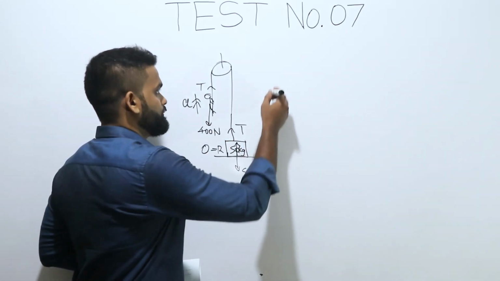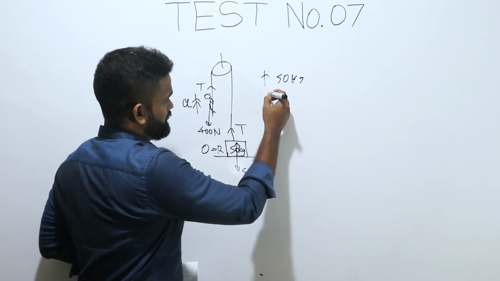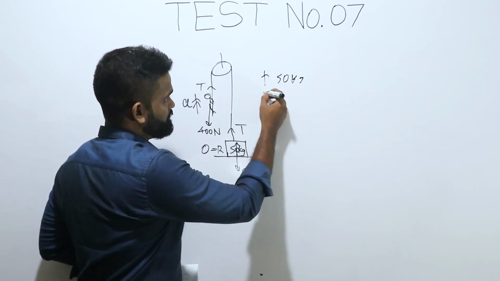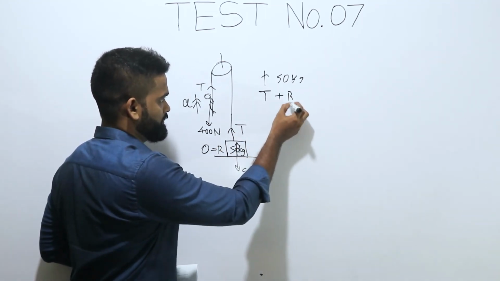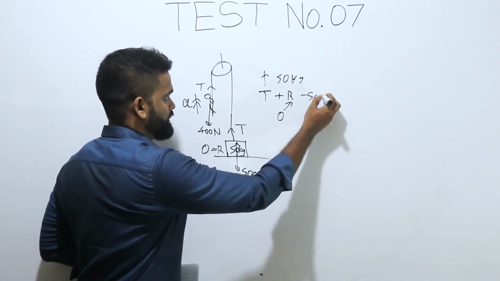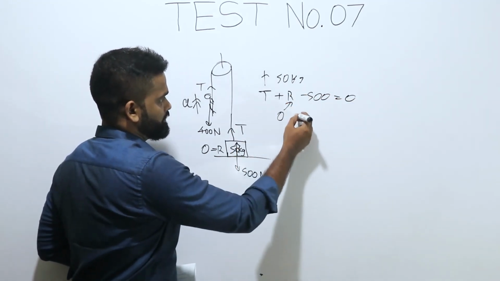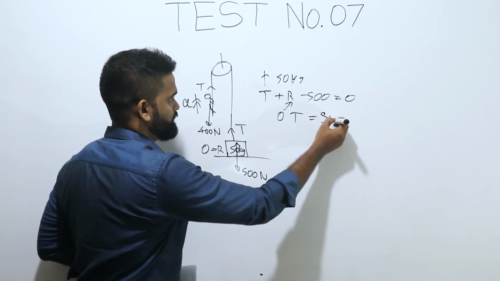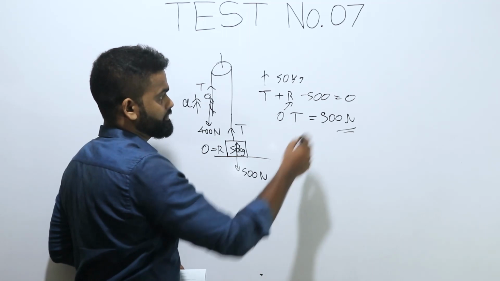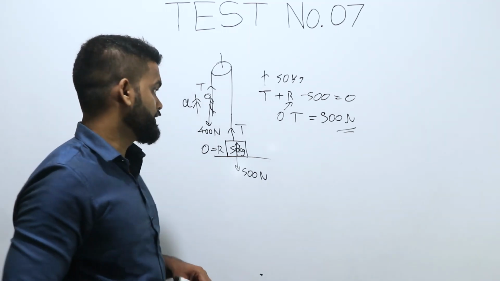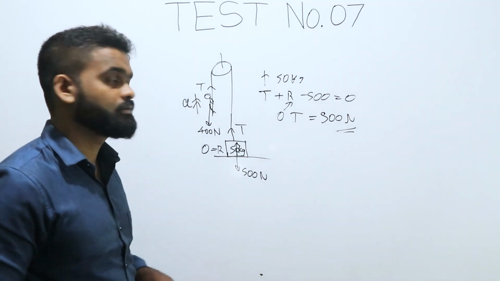To the 50 kilogram mass, I just apply: upwards T plus R, which is 0, right, minus 500. This is equal to 0, because it is not moving. Then T equals 500 Newton. Take 500 to the other side; this R is 0, so T equals 500 Newton. Then we just found the tension of the rope in this situation.